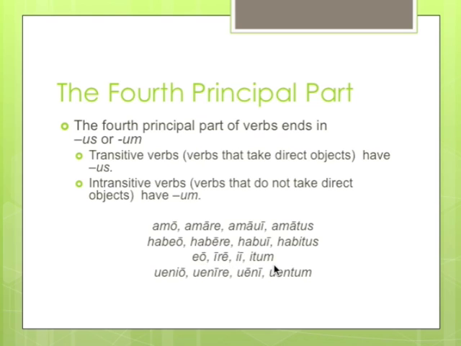Eo, ire, ii, itum. And also venio, the verb to come, is intransitive. It does not take a direct object. You can't come anything in English, and you can't venio anything in Latin. So it has -um in the fourth principal part, and we say venio, venire, veni, ventum. So, to sum up, transitive verbs have -us in the fourth principal part, intransitive verbs have -um, and there's actually a logical reason for that, but you shouldn't worry about it. It's fairly complicated, and we will learn about this in a couple months. For now, just know, transitive verbs take -us, intransitive verbs take -um.